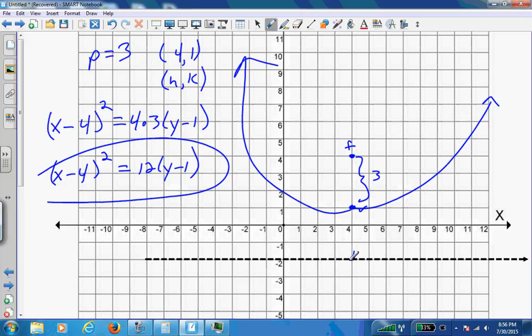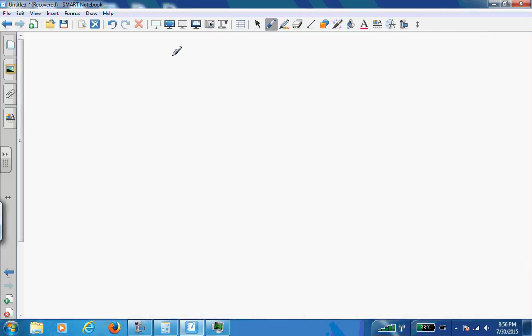If you're given the directrix instead of the focus, if you're given the equation of that, then you could figure out how far that distance is. We could find the focus from that. If you know where the vertex is and know p, then you can get the equation of your parabola. So that's parabolas. The next thing we look at is ellipses.